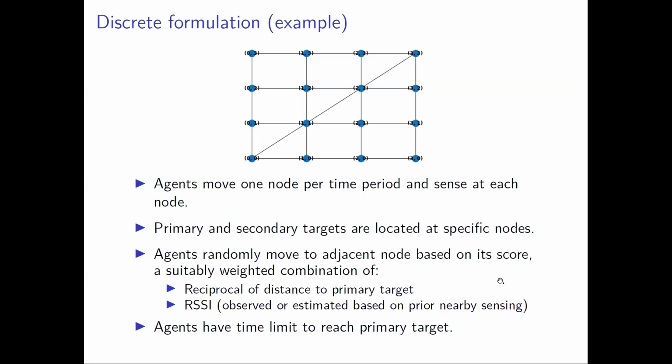And finally, we have this hard constraint that the agents have to reach the primary target at the end of some given time period. The way we do this is, when we look at moving to a neighboring node, we compute the shortest path from the adjacent node to the target node and decide whether we have enough time left to move to that node. If we don't, then we assign that adjacent node a score of 0 and the agent doesn't move there. In this way, we can constrain the process such that the agents always end up at the primary target at the end of the time period.